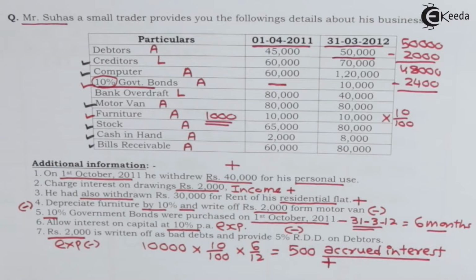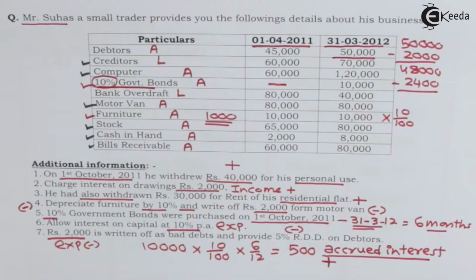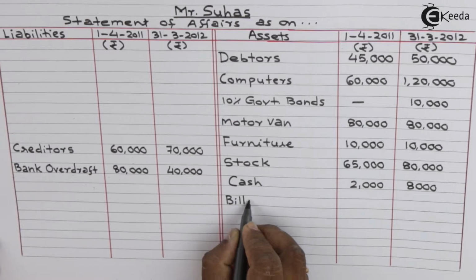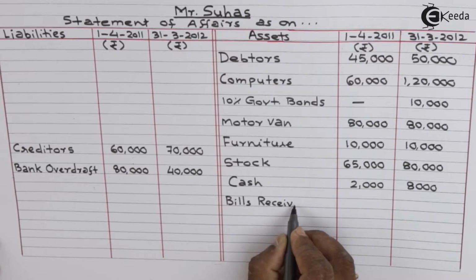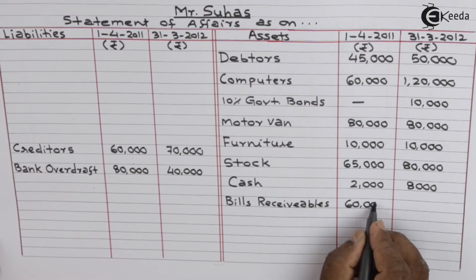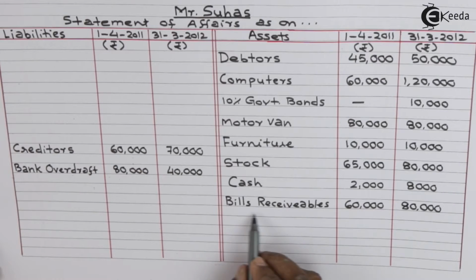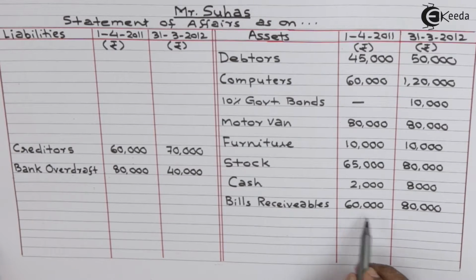Next, bills receivable, opening 60,000, closing 80,000. Asset side, bills receivable, opening 60,000, closing 80,000. We have recorded all assets and liabilities in the statement of affairs. Let us close this statement to find out opening and closing capitals.